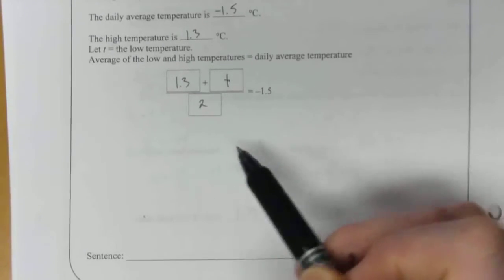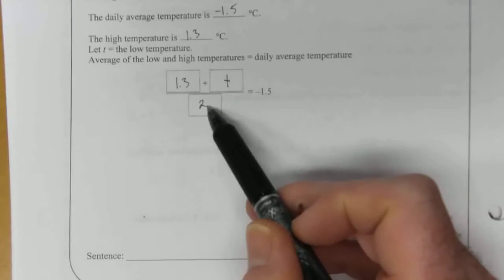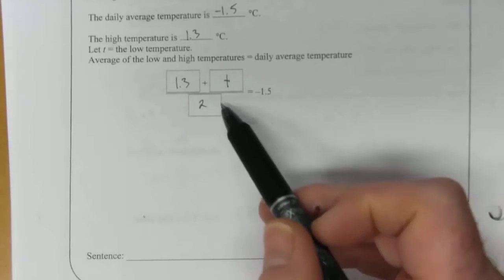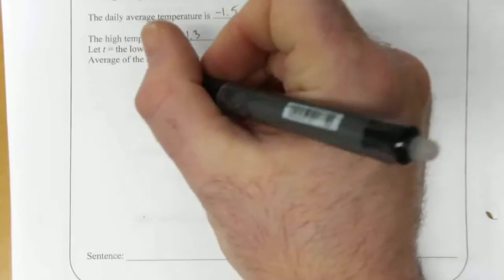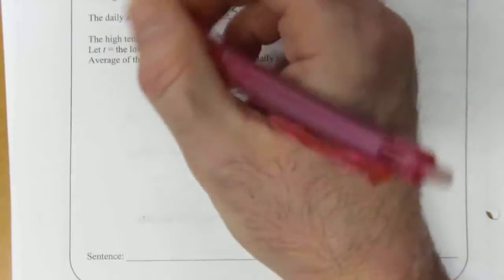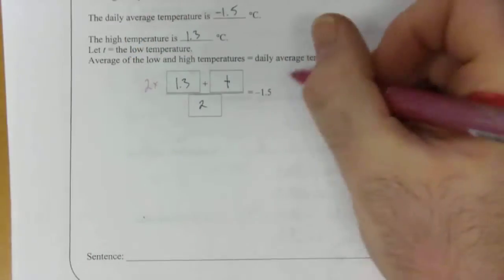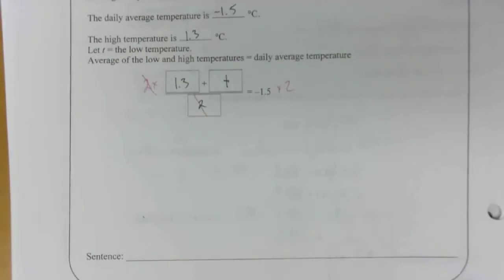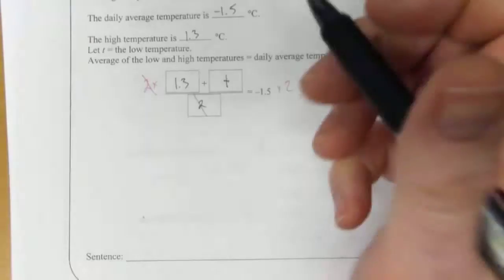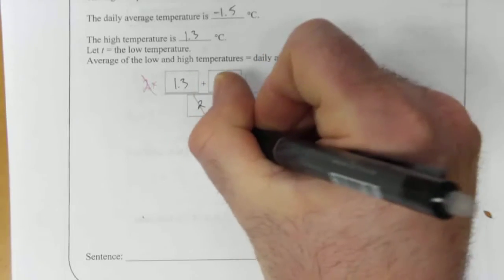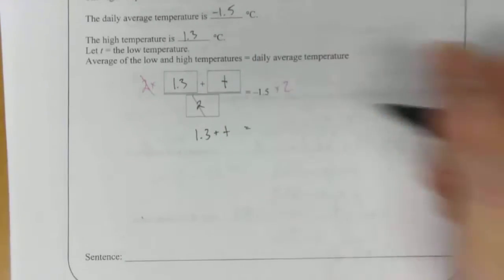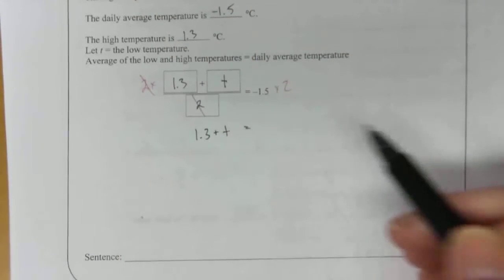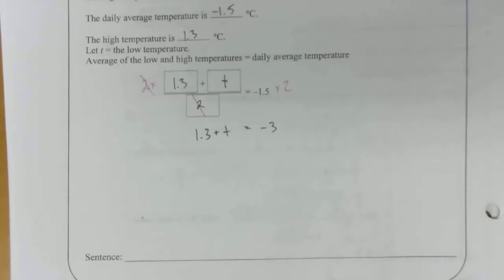We need to isolate t. To start with, we've got a 2 in the bottom, so we're going to get rid of that first. We're going to multiply both sides by 2. So we're going to multiply 2 over there and 2 over here. These 2's then divide out, leaving you with 1.3 plus t on the left. And then 2 times negative 1.5 becomes negative 3 on the right.